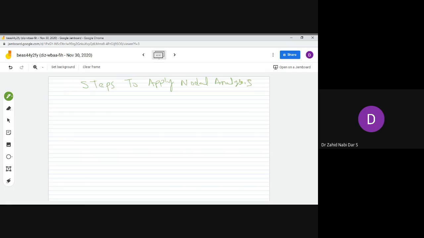The number one step that is very vital is, the first step would be to select a reference node and ground it. So first you have to select, and I will say label the nodes, select and label the nodes and ground the reference node. The reference node would be that node wherein there is no element in between, where there is only a wire.